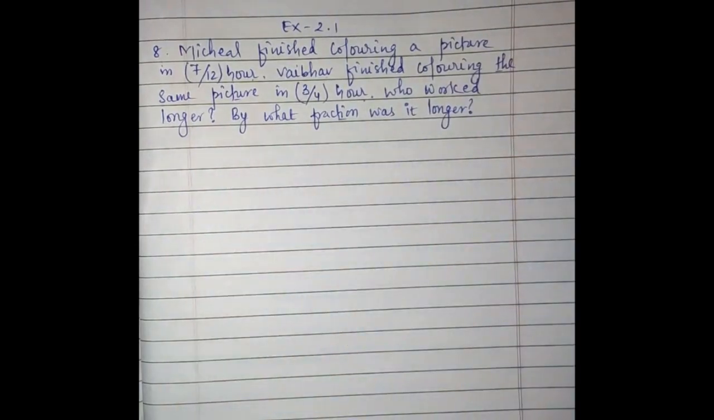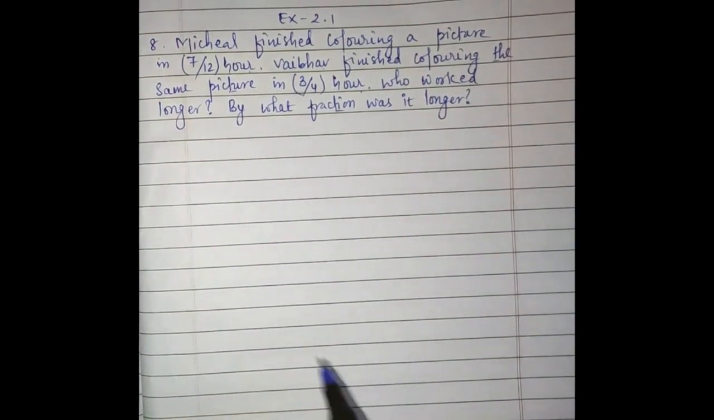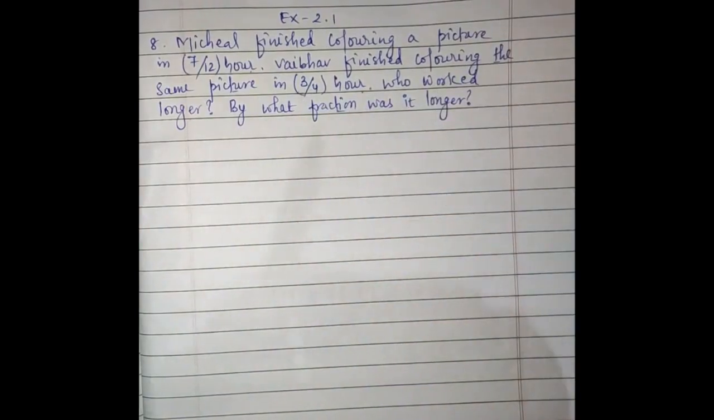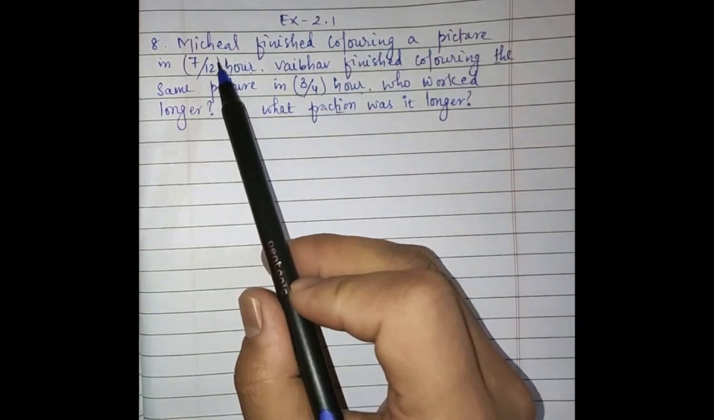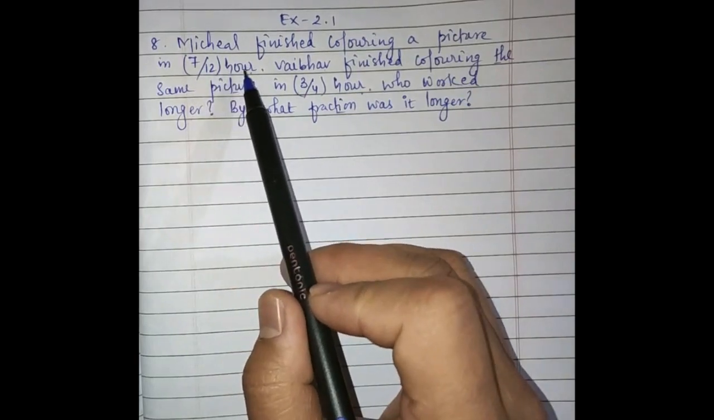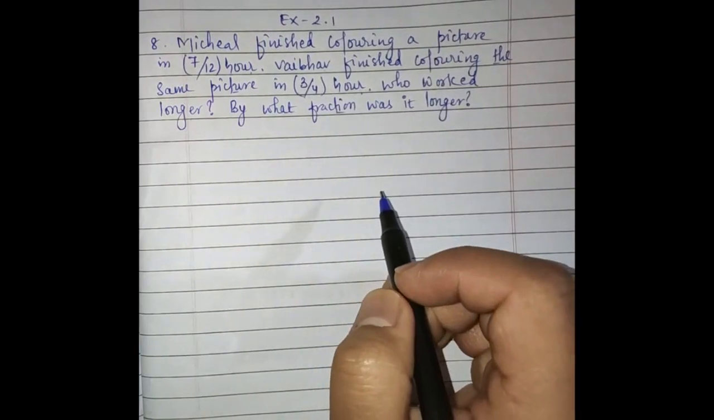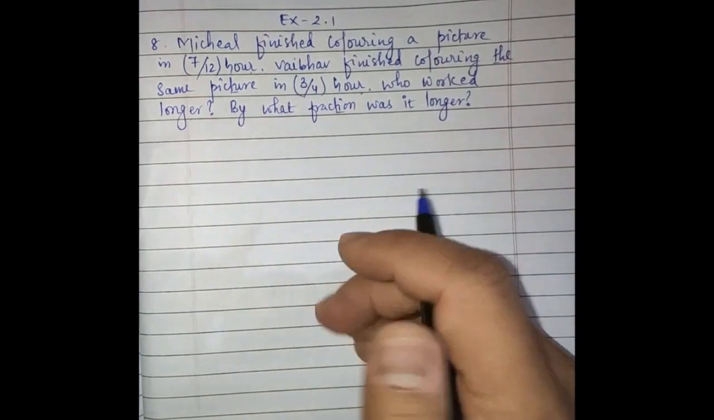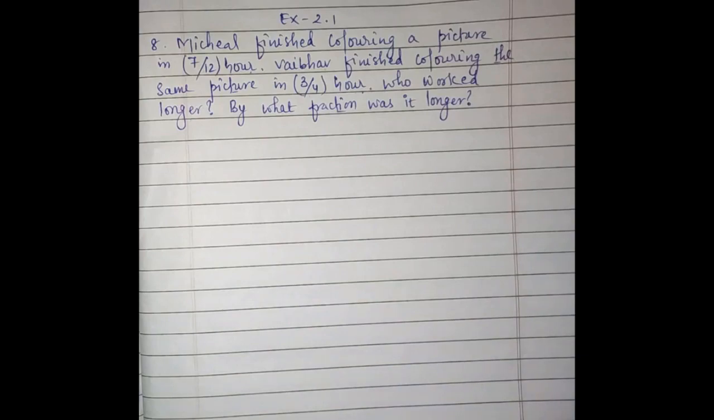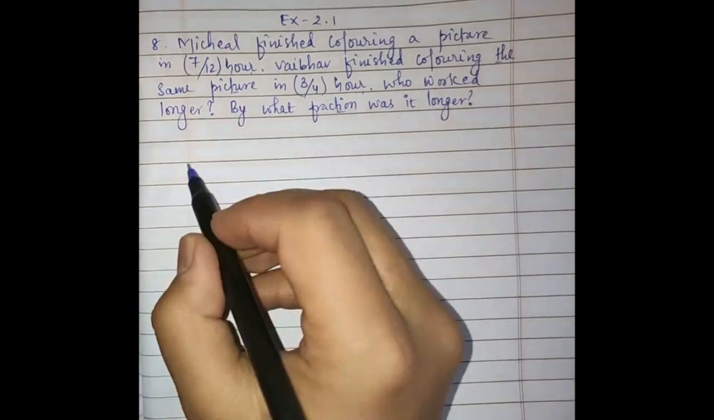This question is similar to the previous one, number 7, but here we have to compare between these two persons, Michael and Bhairav. One finished coloring in 7 by 12 hour, and Bhairav completed coloring the picture in 3 by 4 hour. Alright, so to do this we have to compare, but the fractions are different, so we have to convert them into equivalent form. That is what we did in ascending and descending order. We have to convert the given fractions into equivalent form to compare. Alright, then we will get our answer. So let us solve this.